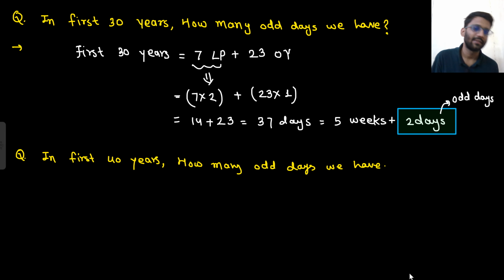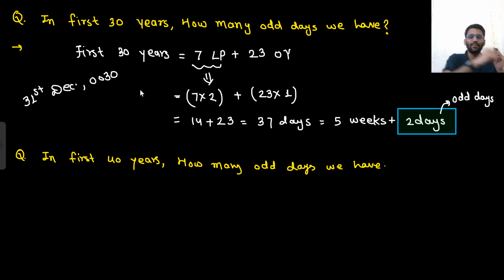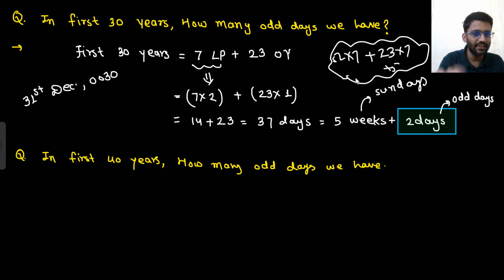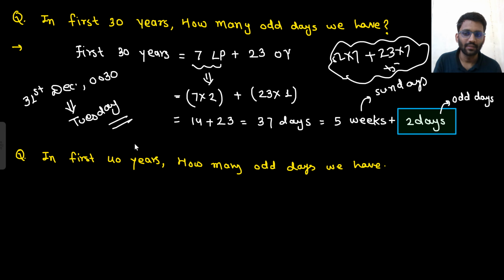Now what did you understand by that? The number of odd days is 2. If I ask you, what is the day on 31st December of year 30? Where did you start from? Monday. There were a lot of weeks, so in these weeks the last day would have been Sunday. There are 52 into 7 plus 23 into 7 weeks, plus these 5 weeks, but these are complete weeks. So after the completion of these weeks, you get Sunday, and you have 2 odd days. That means after Sunday, Monday and Tuesday. So on 31st December of year 30, you have Tuesday. You can check it on Google. This is the correct answer.